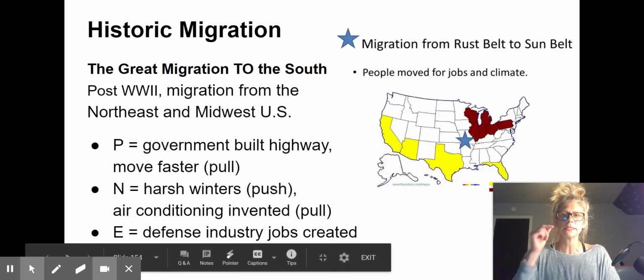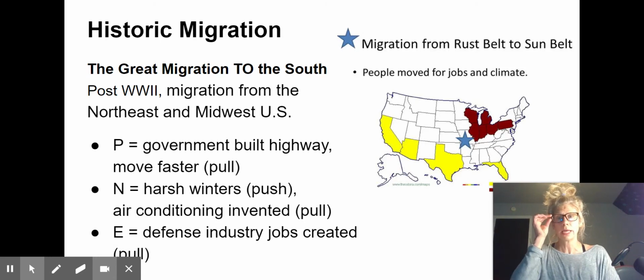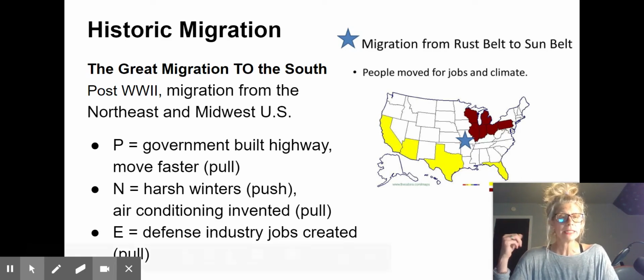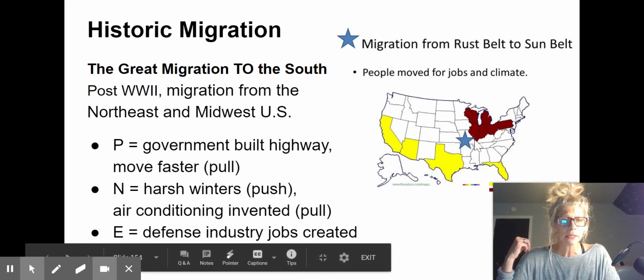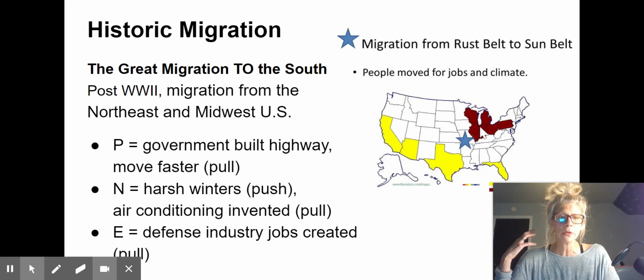All right, now let's look at the second historic migration. Okay, this is actually a great migration to the South, and this was after World War II. A lot of people started leaving that Rust Belt up here, right? Because it started to dry up. There were fewer jobs available. And so there were a few things that started happening. There was a huge fast highway system that was being built that increased the ability to travel and quicker travel.